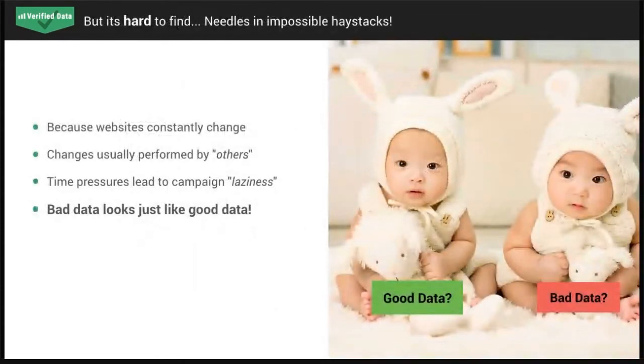So there are many reasons why we end up with bad data. These are the 4 that I highlight. Websites constantly change. We know that. New products are coming through, new technologies are being launched. There's usually a lot of other people involved. It's not just one team or one individual.